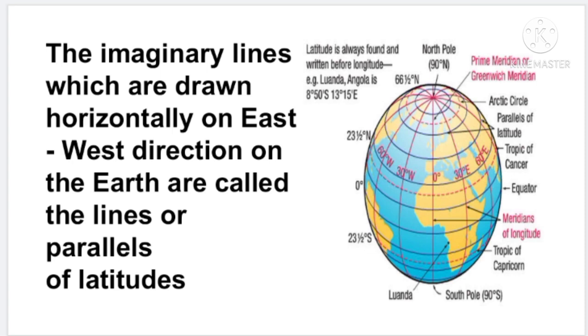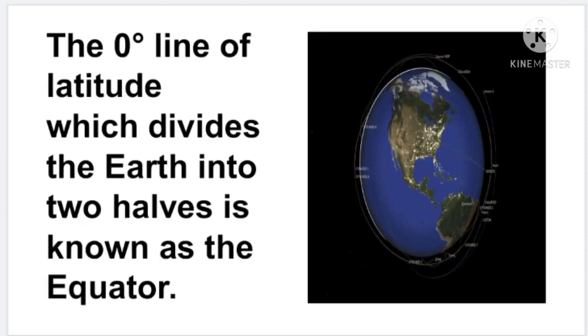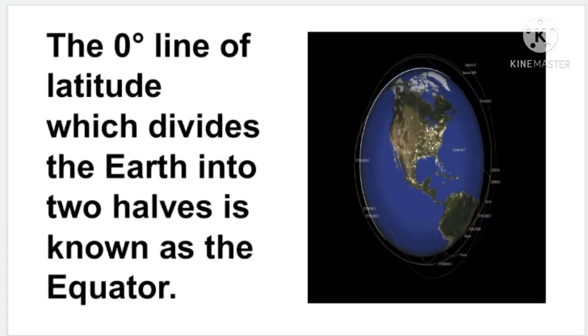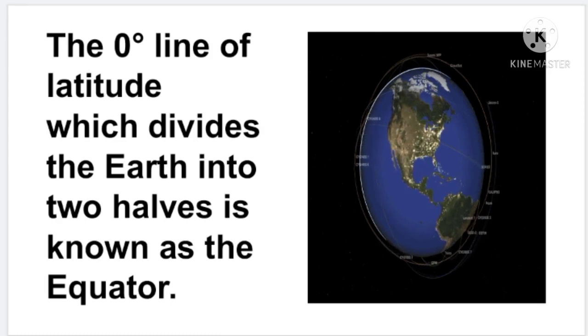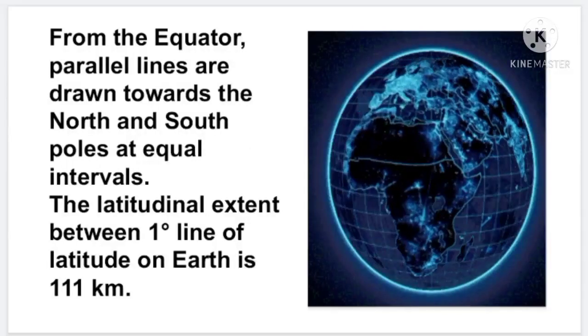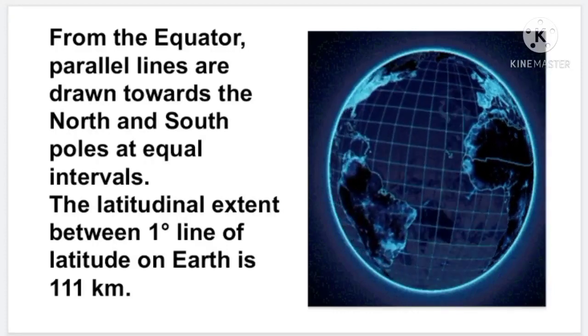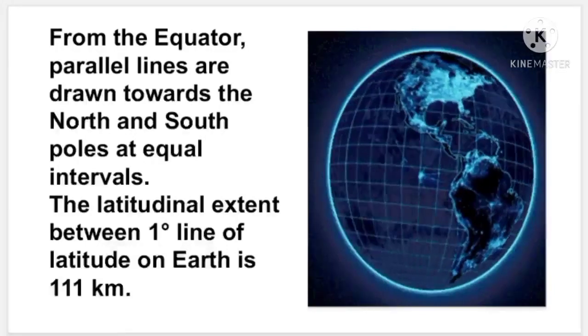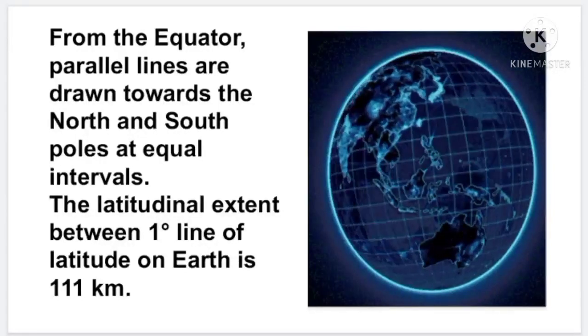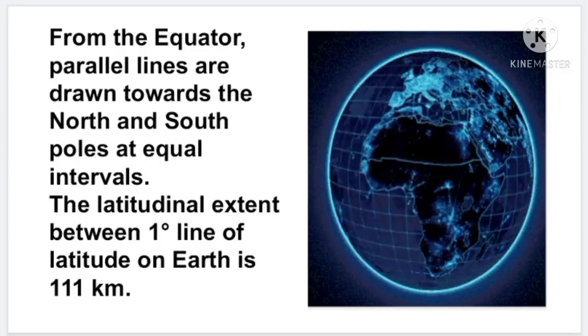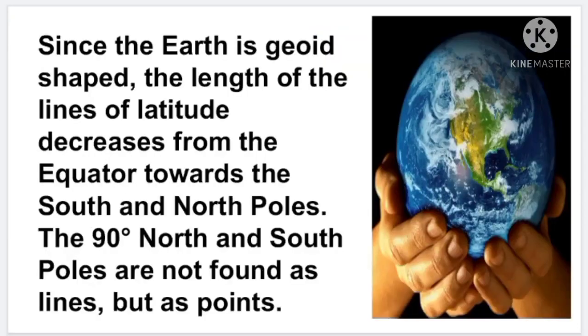The imaginary lines which are drawn horizontally in the east-west direction on the earth are called the lines or parallels of latitude. The 0-degree line of latitude, which divides the earth into two halves, is known as the equator. Students, do you know, from the equator, parallel lines are drawn towards the north and south poles at equal intervals. The distance between 1-degree lines of latitude on earth is 111 km.